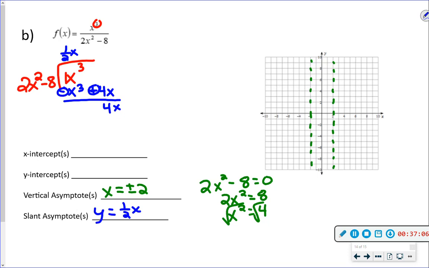So I'm going to mark that. Y-intercept 0, up 1 over 2 for some slope action. 0, up 1 over 2. Got it.